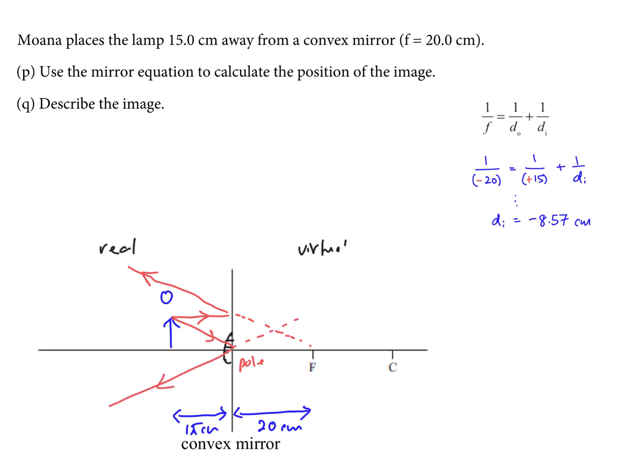Okay, so from this diagram, you can verify that your image is going to be smaller and between the pole and the focal point. So in this case, 8.57 does seem very reasonable. Okay, so this will help you to ensure that you are on the right track. Okay, so this ends our revision on curved mirrors, and hopefully that has been helpful.